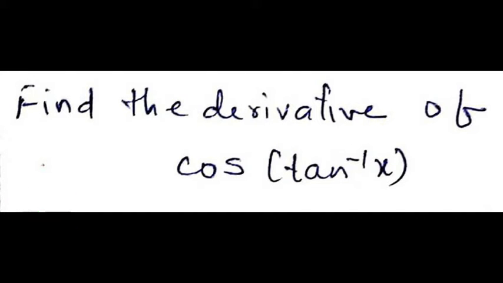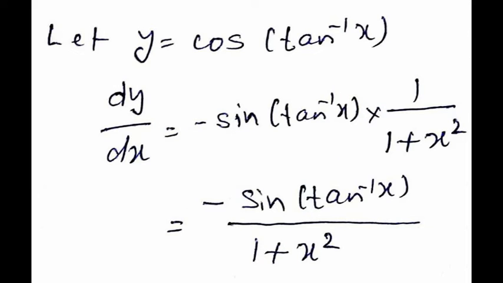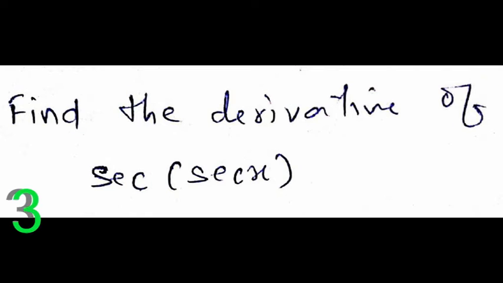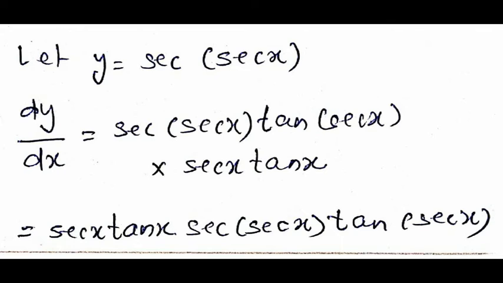Find the derivative of cos tan inverse x. Derivative of cos x is minus sin x. Derivative of tan inverse x is 1 upon 1 plus x square. And we get the answer minus sin tan inverse x divided by 1 plus x square. Find the derivative of sec x. Derivative of sec x is sec x tan x. Therefore, we get the answer sec x tan x into sec x into tan sec x.